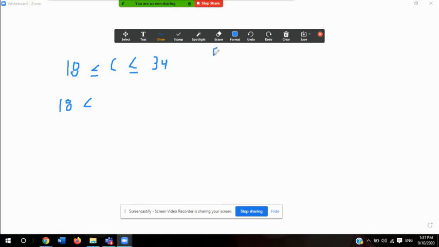The formula to change from Fahrenheit to Celsius is 5/9 times F minus 32.